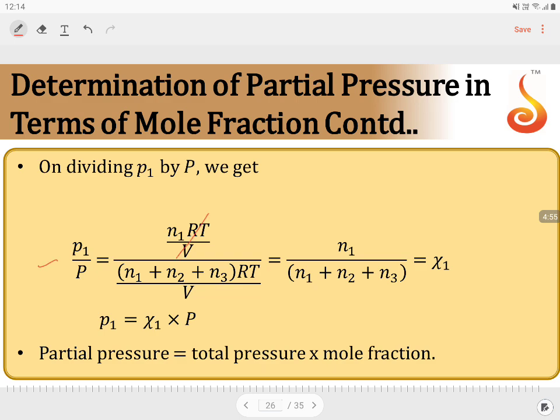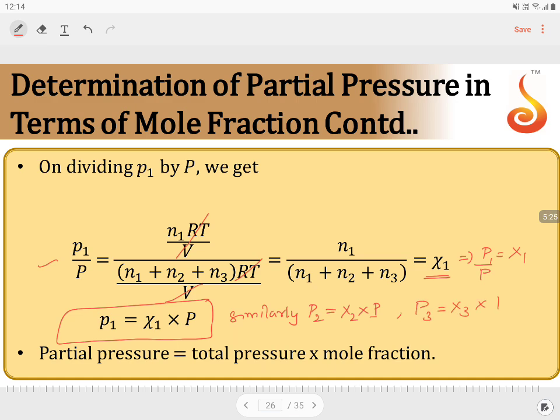Now RT by V and RT by V get cancelled. We'll get N1 by N1 plus N2 plus N3, which is taken as mole fraction 1. So we got P1 by P is equal to X1. Therefore, P1 is equal to X1 into P. Similarly, we can write P2 is equal to X2 into P. P3 is equal to X3 into P.